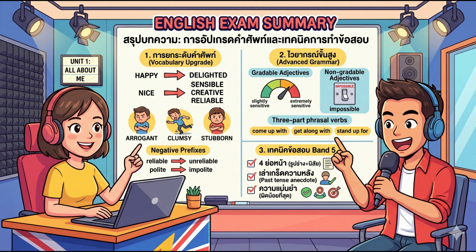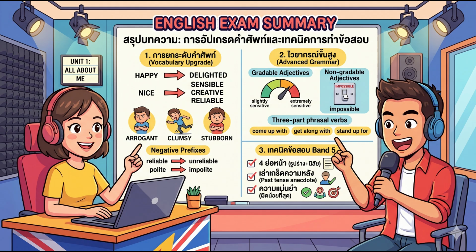Basic English vocabulary is kind of like a box of 8 crayons. It's fine for a quick sketch. Right, but the vocabulary in Unit 1 is a professional painter's palette. Instead of just calling someone good or bad, you learn to categorize traits into precise qualities and characteristics. Like sensible, creative, or reliable. And the text doesn't shy away from the complex or negative traits either. No, it doesn't. It brings in words like arrogant, clumsy, grumpy, and stubborn.